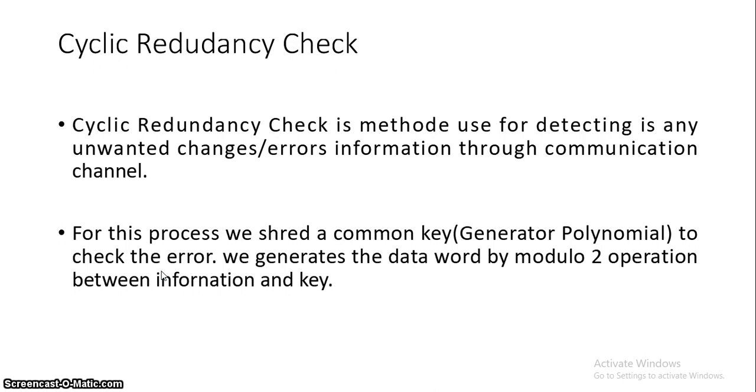For that, there is a generator polynomial, which is commonly available as a key, to check and detect the error at the transmitter and receiver. Let's see how the cyclic redundancy check process runs.